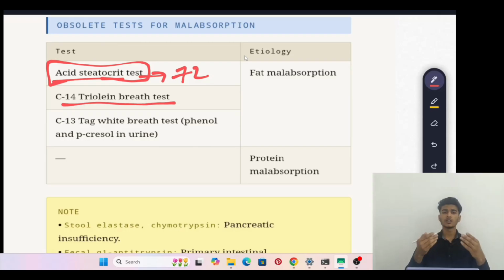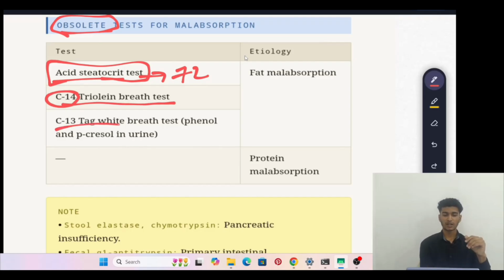Now the human will release CO2, and the CO2 released by this person will be C14. The carbon present in that CO2 will be C14. So you can identify that there is malabsorption of fat. There is no need to remember this test because they are obsolete tests. No one will ask you about these tests, but I am still giving you the general knowledge.